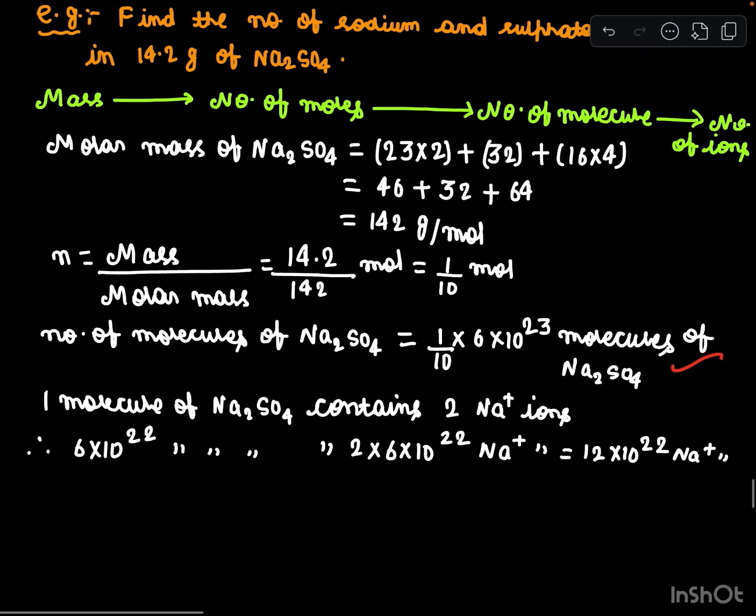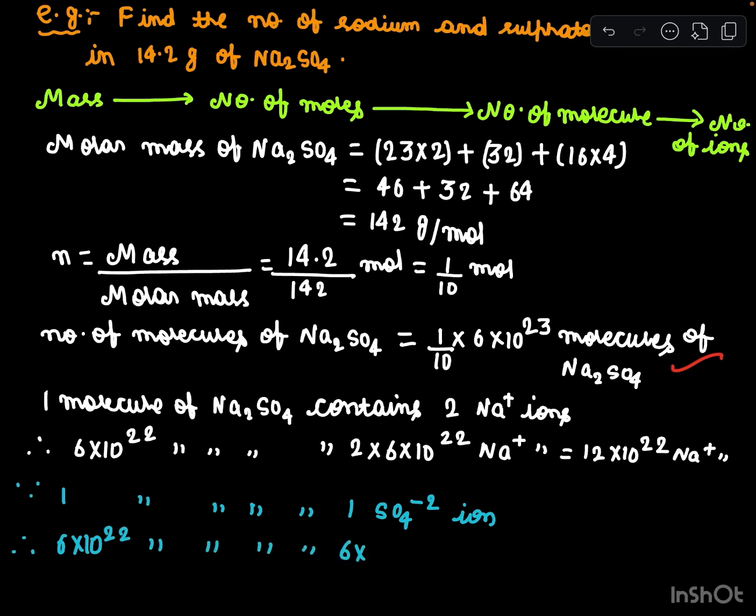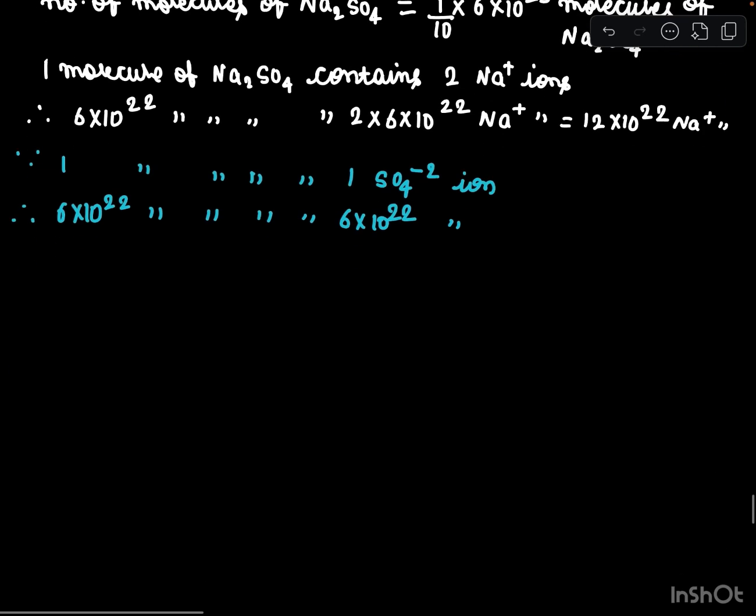Now we have to calculate the number of sulfate ions. Since one molecule of Na2SO4 contains one sulfate ion, hence 6 into 10 to the power 22 molecules of this will contain 6 into 10 to the power 22 ions of sulfate. That's how we calculate it.